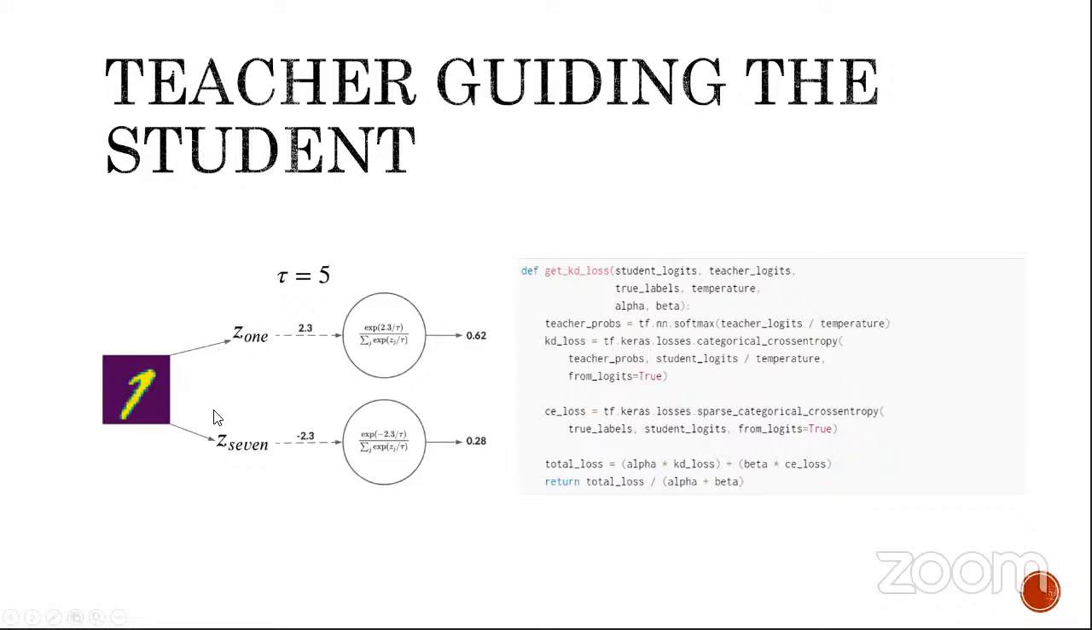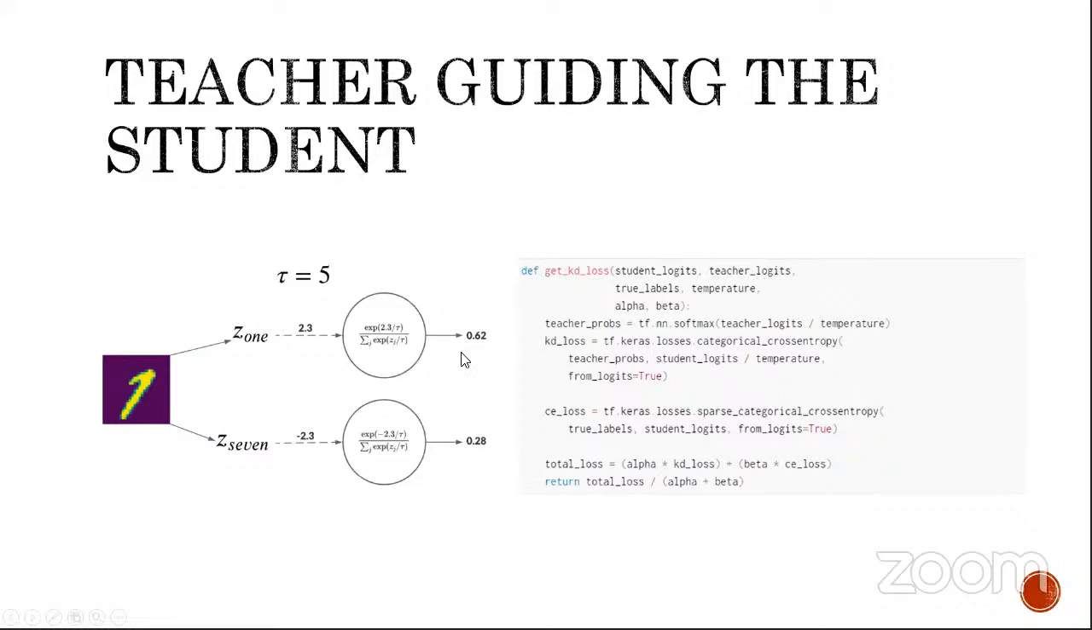And then one more parameter comes in, temperature. Here the temperature is taken as 5. This is a configurable parameter to make the output more generalized. If we just say this image looks around 0.99 similar to the digit 1, it is better if the student can analyze and generalize across all images with the understanding that this image looks around 0.62 towards the digit 1 and 0.28 towards the digit 7. That's why we divide the teacher logits as well as the student logits by this temperature, to give a more generalized feeling to the output.